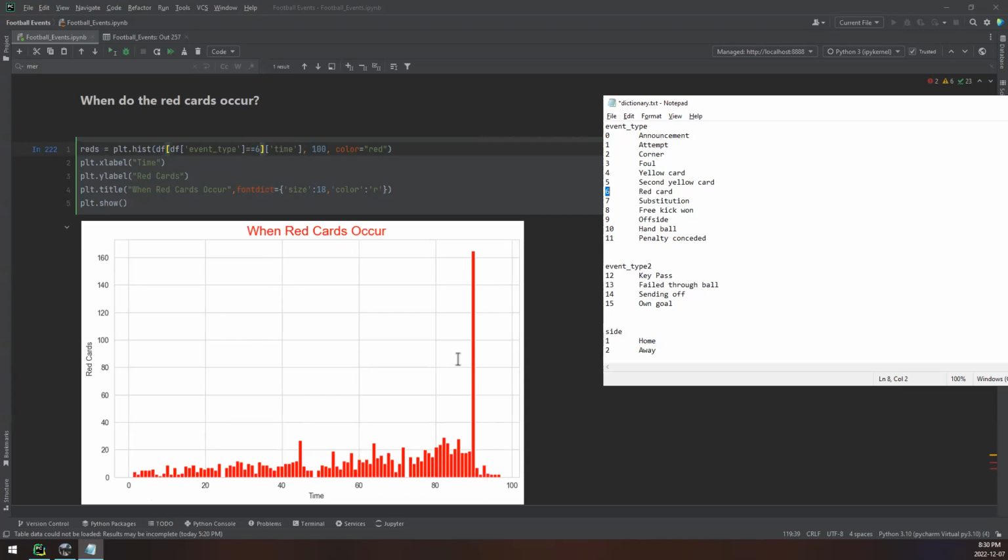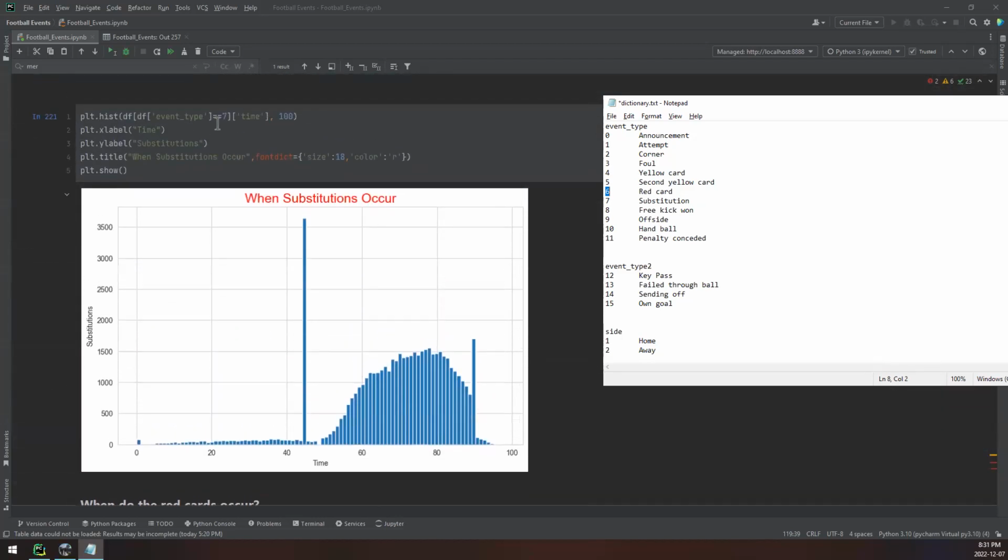100 is what they call bins. Each bar or each rectangle is a bin, so 100 means 100 bins. So for each minute there's going to be one bin or one rectangle. Color is red, pretty logical because it's a red card. PLT x label makes this label, and the y label does the same for the y axis. Title makes this title, and you can modify the font size and color also.